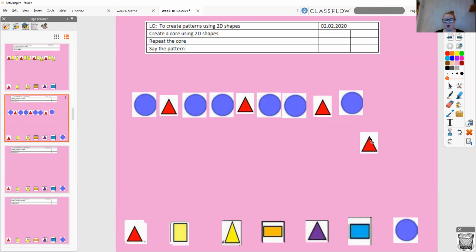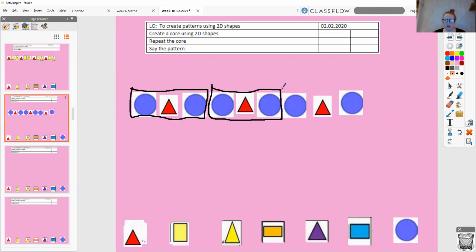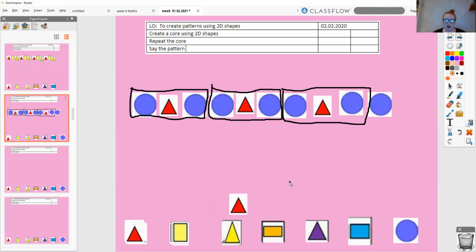So after this blue circle, would I put another red triangle? No, because that would not repeat my core, because my core is blue circle, red triangle, blue circle. And that repeats every time. So blue circle, red triangle, blue circle, blue circle, red triangle, blue circle. So after my blue circle here, I need to start my pattern again, and my pattern starts with a blue circle. So blue circle, red triangle, blue circle. That is how my pattern repeats. It's got to complete the whole core each time.